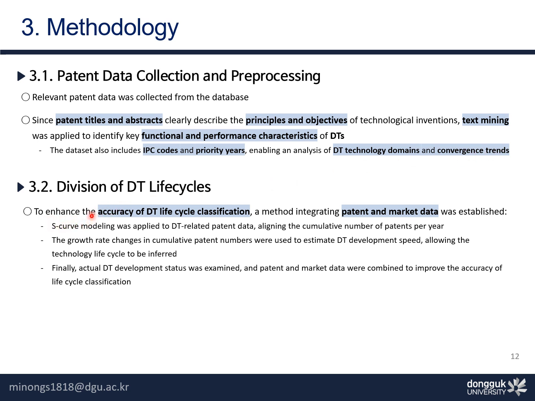The next step is division of DT life cycles. To improve classification accuracy, S-curve modeling was used with patent and market data to estimate DT development speed. Growth rate changes in cumulative patent numbers helped infer the life cycle. The market data was combined to enhance classification accuracy.